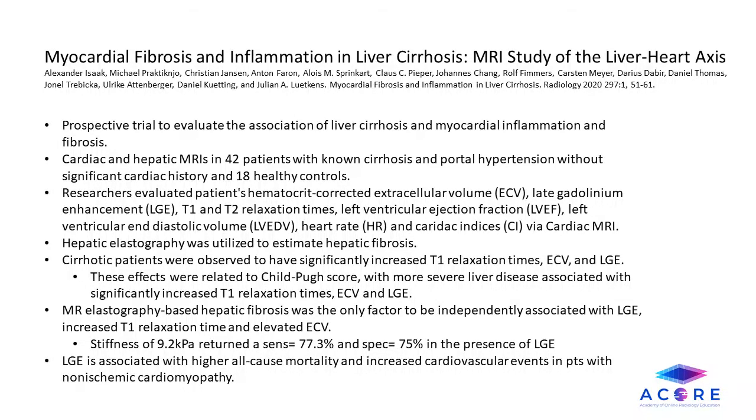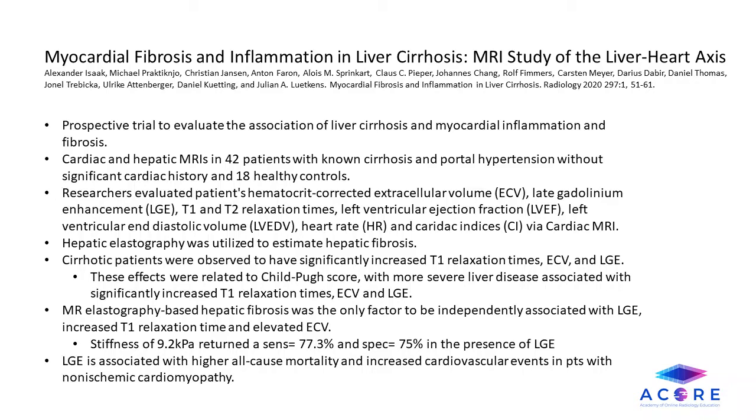Researchers from the University Hospital Bonn in Germany designed a prospective trial to evaluate the association of liver cirrhosis and myocardial inflammation and fibrosis. Cirrhotic cardiomyopathy has been shown to occur frequently in a cirrhotic patient population and represents a significant source of morbidity and mortality in a fragile patient population.